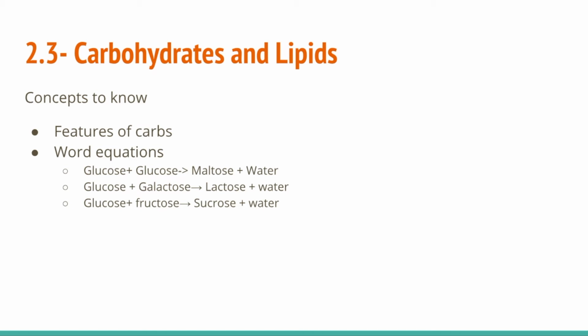2.3 Carbohydrates and Lipids. Concepts to know are the features of carbohydrates. Carbohydrates are organic molecules composed of one or more monosaccharides. They include sugars and polysaccharides. Sugars include monosaccharides and disaccharides. They are sweet saccharides and sugars. They are small and soluble sugars. Sugar is a more important energy form in many organisms.